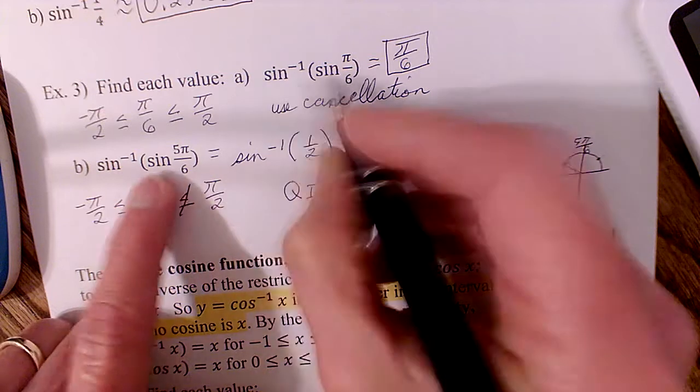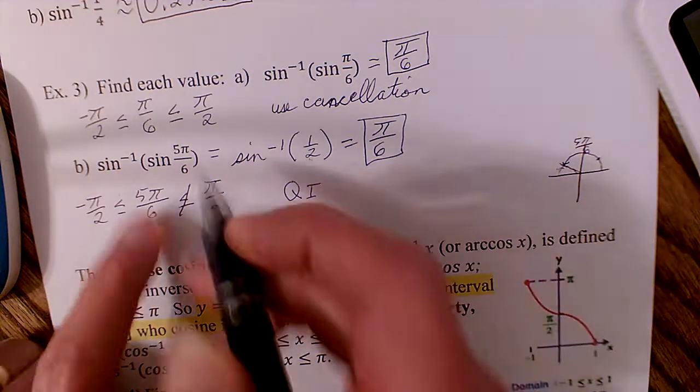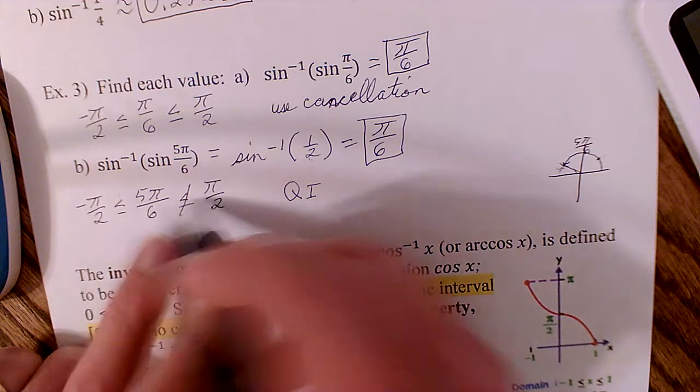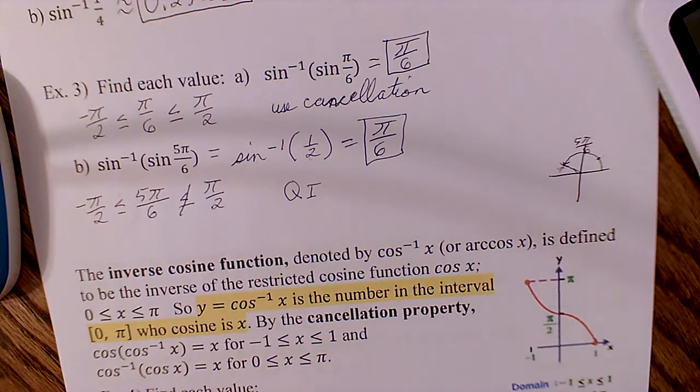So on these, we have to be careful that we're paying attention to whether the value that we're being given is inside of the acceptable numbers that we're allowed to use.